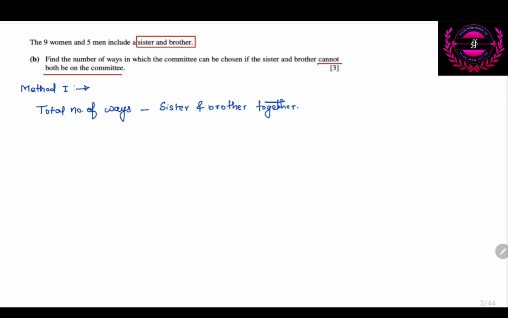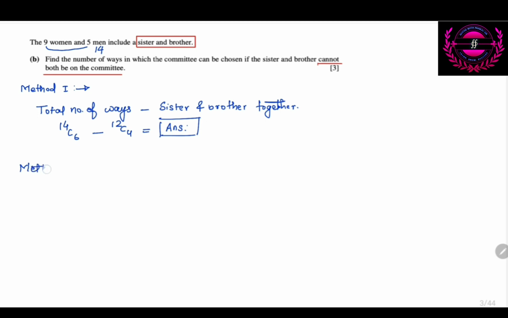So the total number of ways in which 6 people can be chosen out of the total. Total is 9 plus 5, which is 14. So total is 14C6. And now, if I have chosen the sister and brother together, then 2 people are already selected. Now I can select the remaining 4 people out of the remaining 12 people in 12C4 ways. So this is my final answer. This is method 1. Now we will go to method 2.